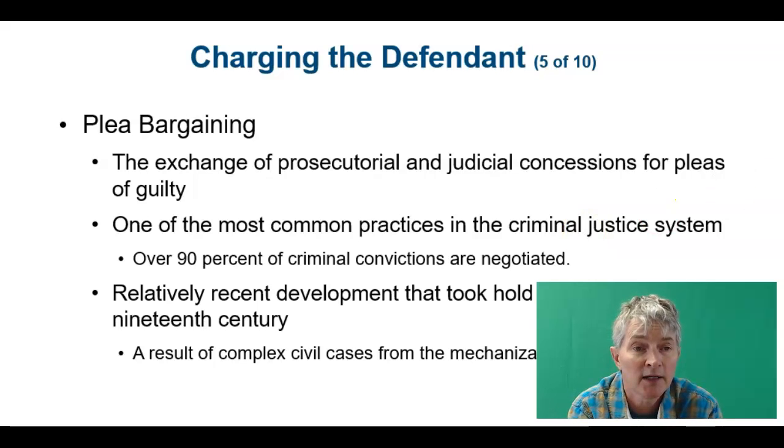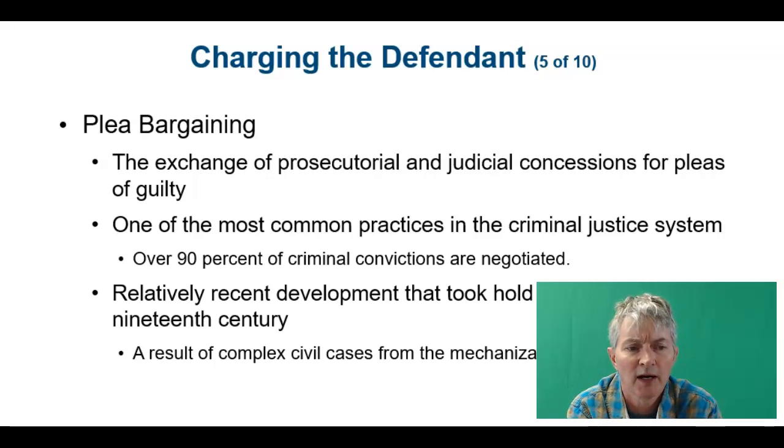Plea bargaining is very common, as we saw in our first discussion. Plea bargaining is the exchange of prosecutorial and judicial concessions for pleas of guilty. Normally, a bargain can be made between the prosecutor and the defense attorney in one of four ways. First, the initial charges may be reduced. Second, the initial counts may be reduced. Third, the prosecutor may promise to recommend a lenient sentence. And fourth, a change of charge to avoid social embarrassment.